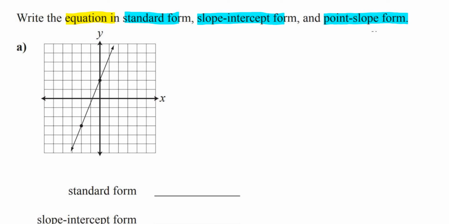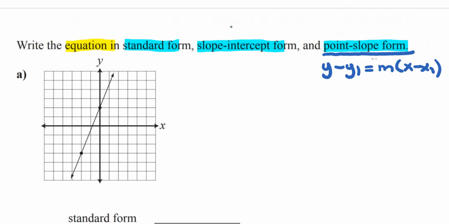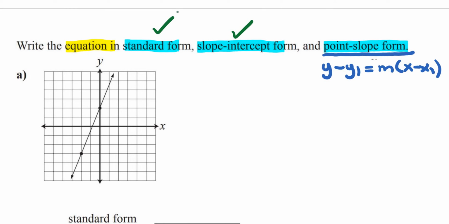What I recommend for students for this particular problem is that you do the point-slope form first. So that's the form of y minus y1 equals m times x minus x1. Once you have point-slope form, then you can easily go back to slope-intercept form and standard form right away. So that's why I recommend that we start with point-slope form first.